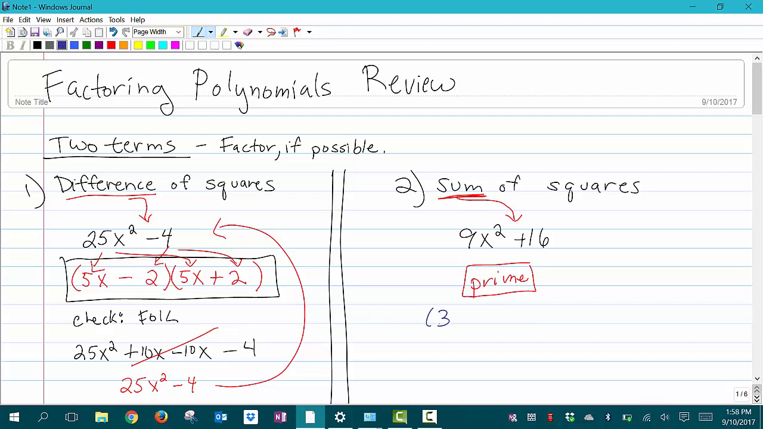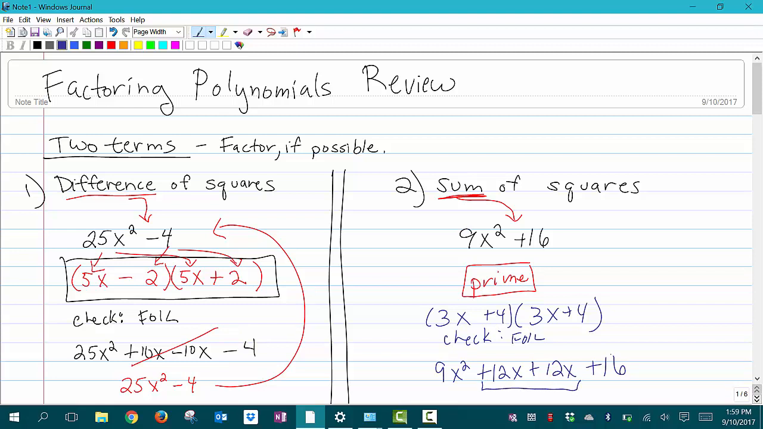If you did try, let's say you did 3x plus 4 times 3x plus 4, you would need to check this before you decided that was your answer. We're going to check by FOIL. First times the first would give me 9x squared. Outer term times outer term would give me a positive 12x. Inner term times inner term would also give me a positive 12x. Last times the last would be a positive 16.